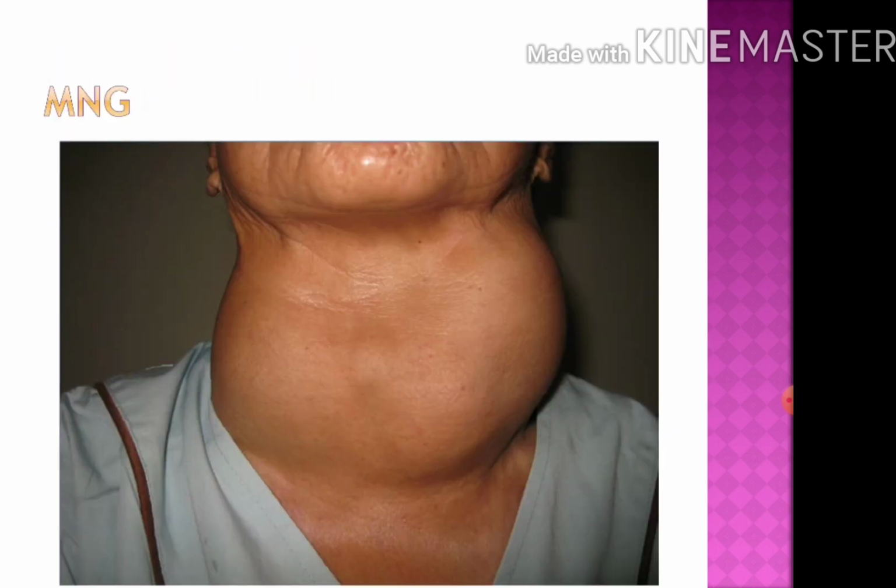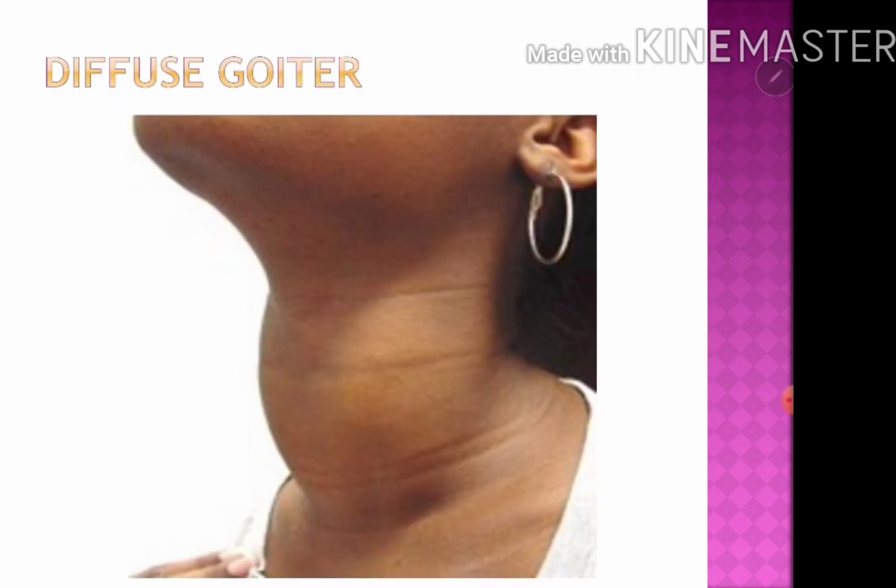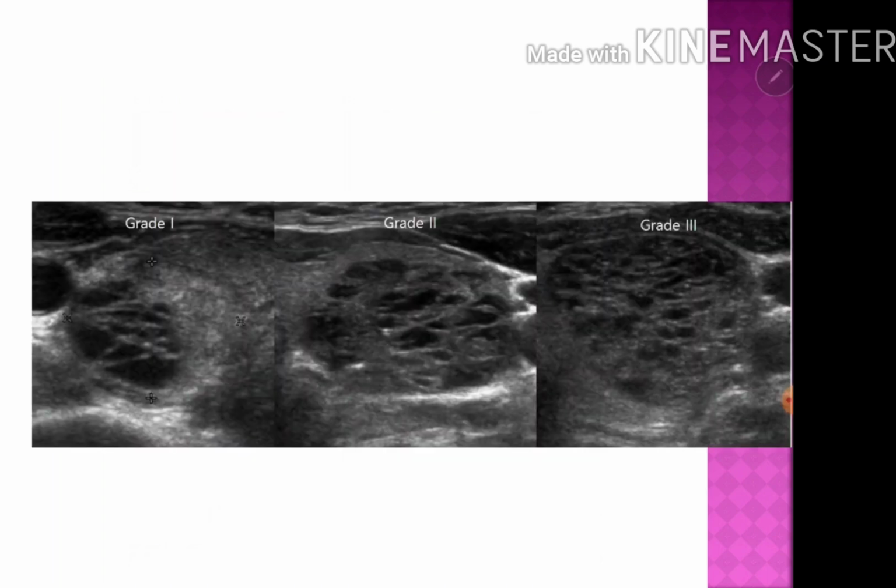While in multinodular goiter, as we saw in the previous lectures, the gland is lobulated like in this picture. In cases of diffuse goiter, the whole gland is involved and enlarged, but no definite nodule can be seen, and there is no lobulation in the thyroid gland. All the thyroid gland is enlarged, and it is easily discovered by asking the patient to swallow, and we can see the swelling of the thyroid gland.